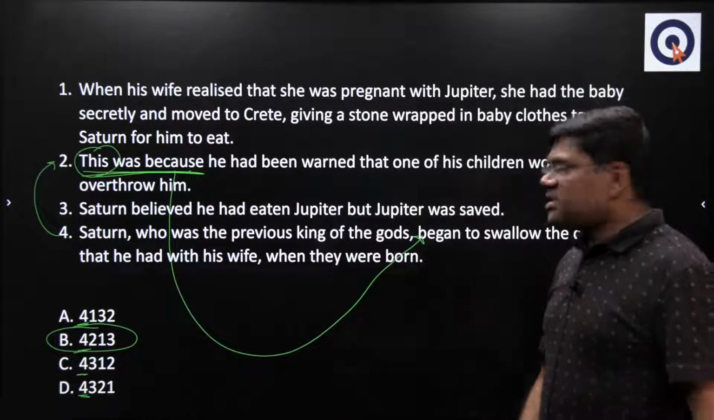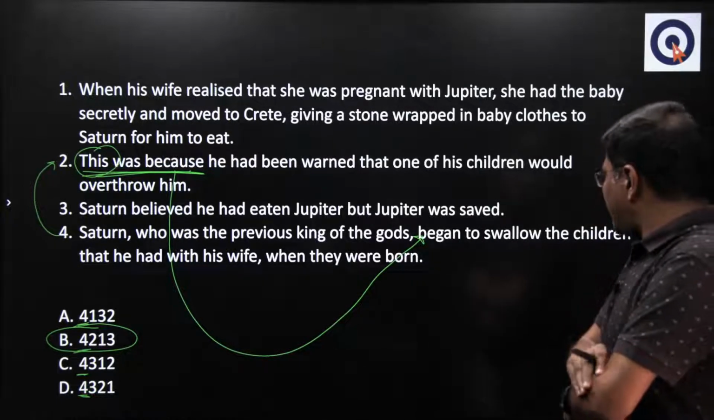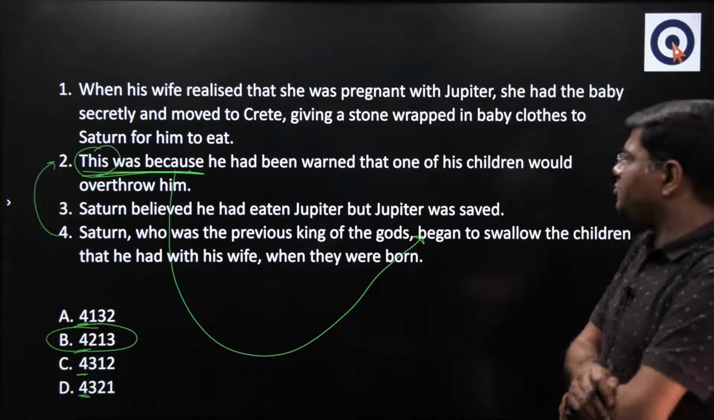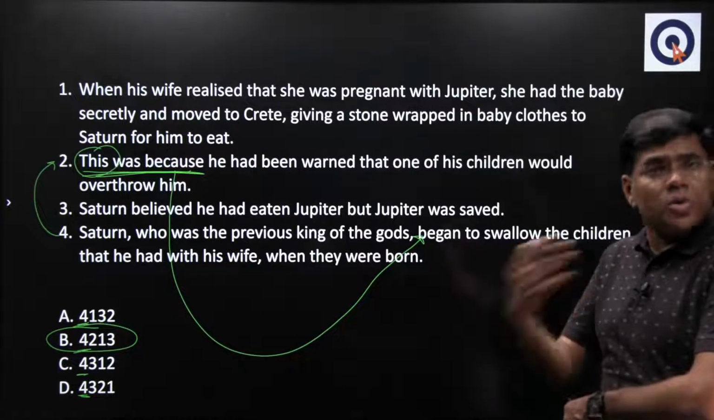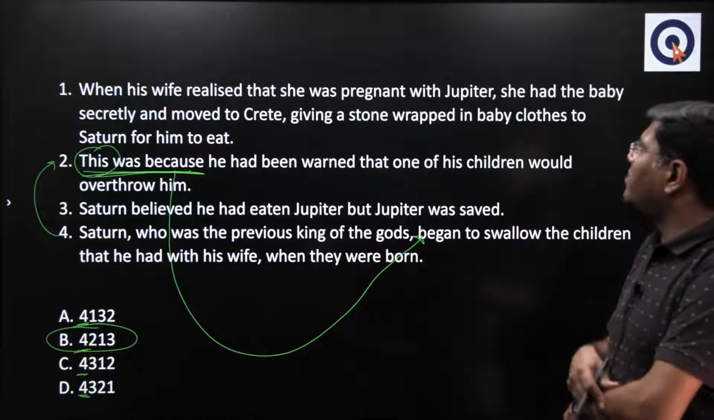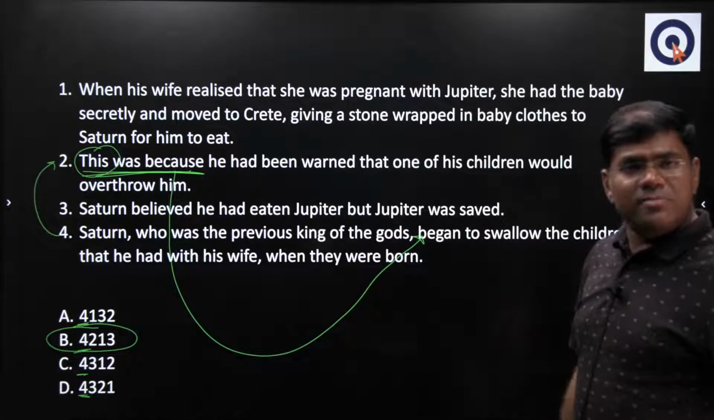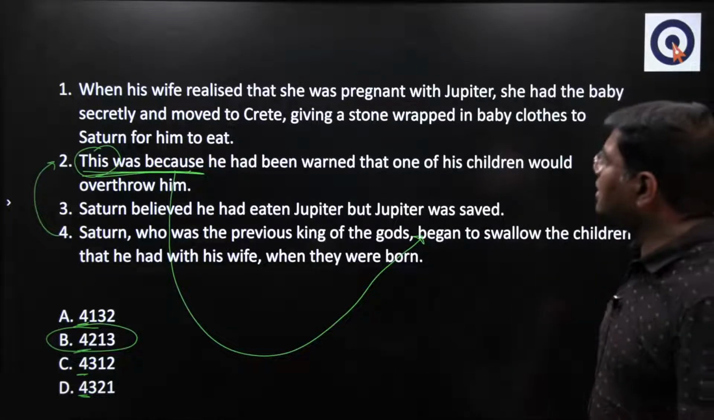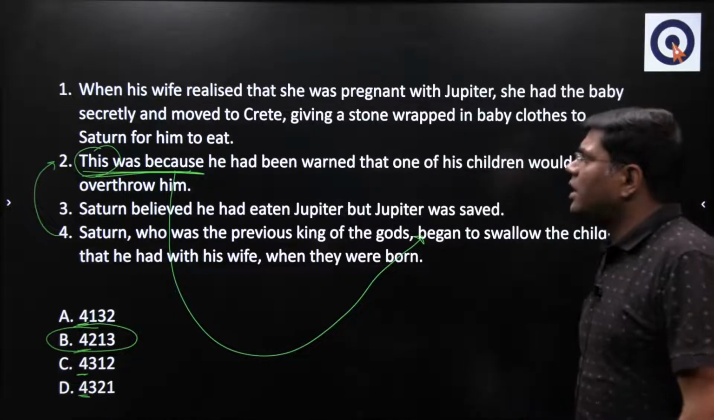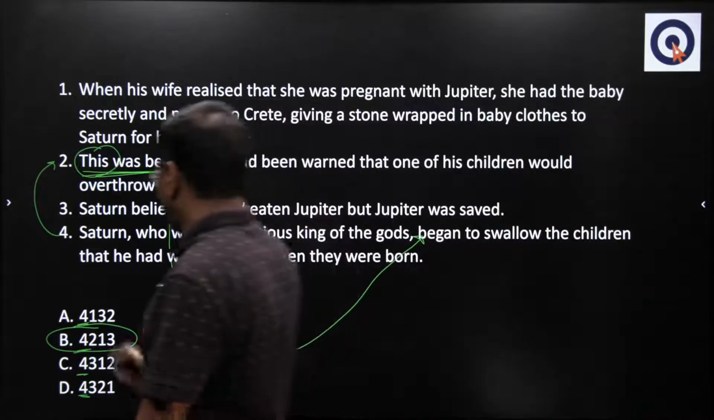4-2 says that Saturn, who was the previous king of the gods, began to swallow the children that he had with his wife when they were born, and this was because he had been warned that one of his children would overthrow him. Okay. When his wife realized that she was pregnant with Jupiter, she had the baby secretly moved. Why would the wife do so? Because the earlier babies were eaten by Saturn, and therefore she moved the child secretly, giving a stone wrapped in baby clothes to Saturn for him to eat. And Saturn believed he had eaten. Therefore, 1 is the right answer. Option A is the best choice.